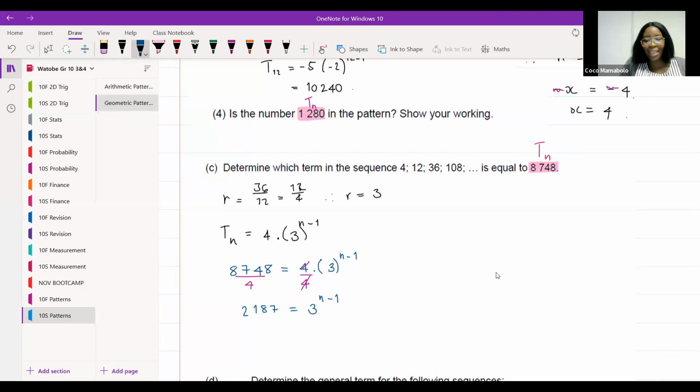Now, I know that I need 2187 to be written as 3 to the power of something. My calculator tells me that 2187 is written as 3 to the power of 7. Well done. Which is equal to 3 to the power of n minus 1. As soon as my bases look the same, I can drop them. And now I've got 7 is equal to n minus 1. Therefore, n is equal to 8.